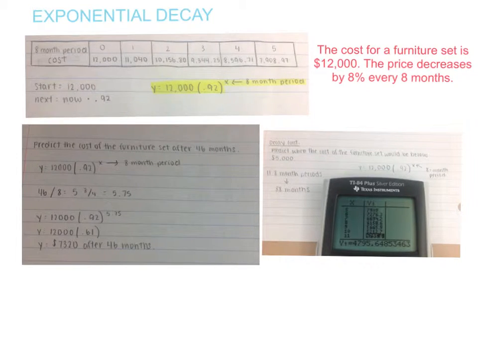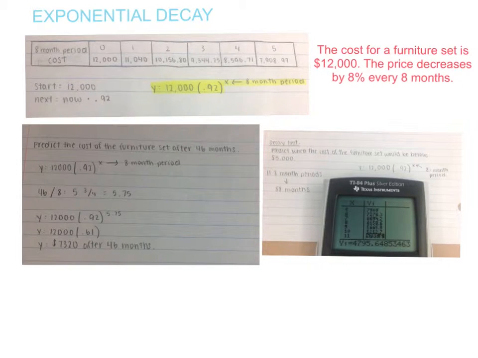Next equals now times 0.92. This means that you have to multiply every previous value by 0.92 to get the next value. Y equals 12,000 times 0.92 to the x power. Keep in mind that x is an 8-month period. Predict the cost of a furniture set after 46 months.